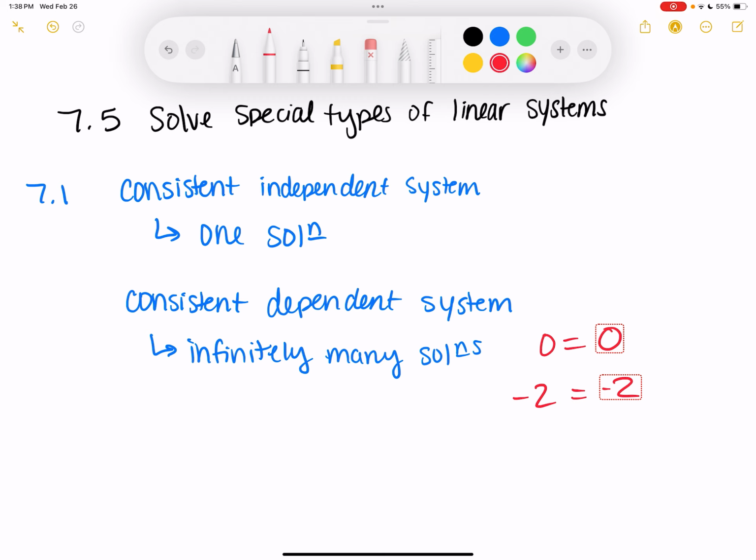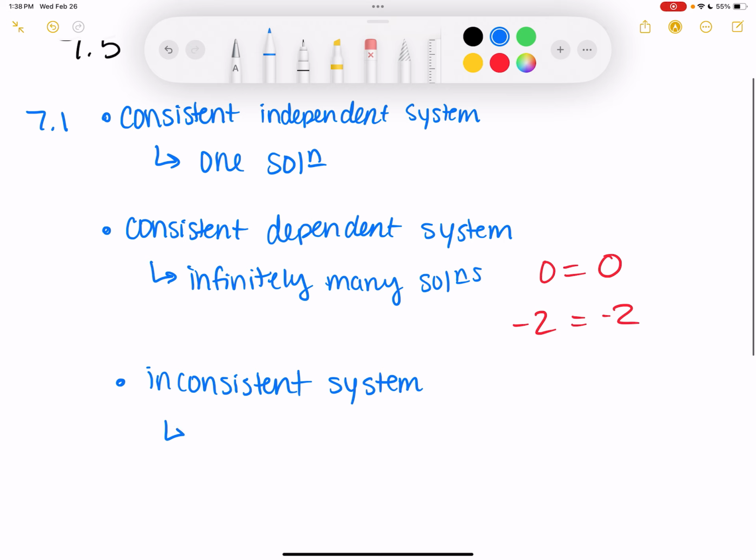We have one other option, and it is called an inconsistent system. This means that there is no solution. With that one, we would get something like 0 equals -7. Well, is that ever true? No. So inconsistent, which is no solution, produces a false statement.